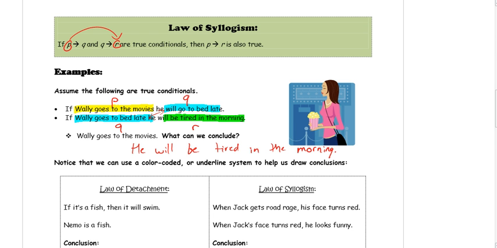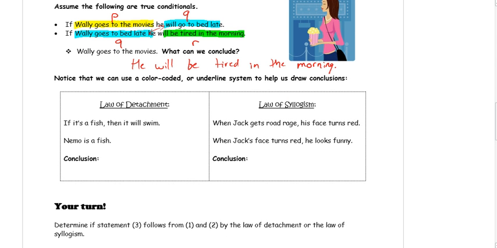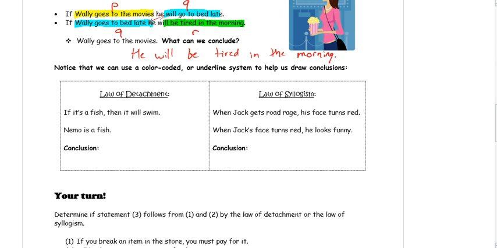Okay, so again, I use a color-coded system. You can use an underline system to help you, whatever works. Okay, so we have both of these laws. We're going to look at a quick example of each of them so that you understand what each means and how to use each.